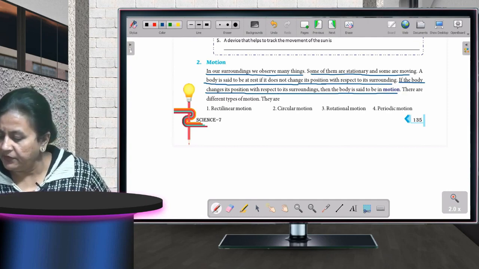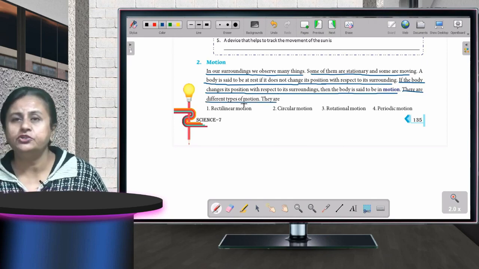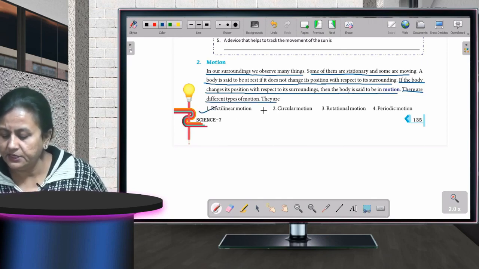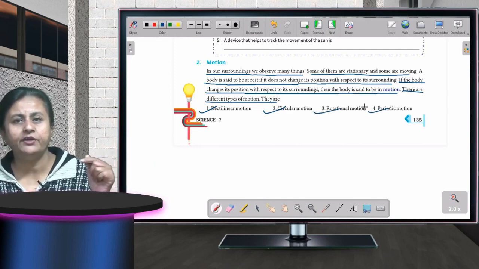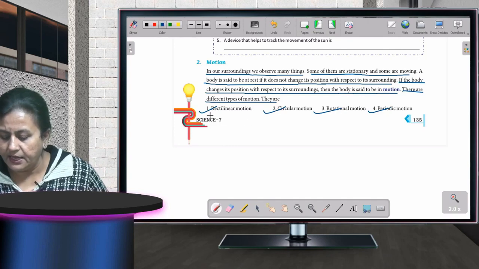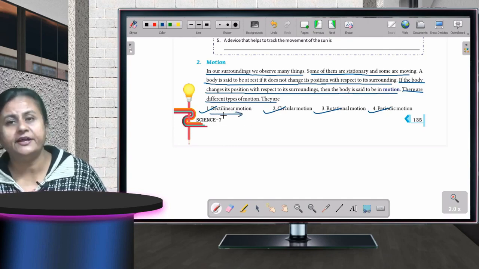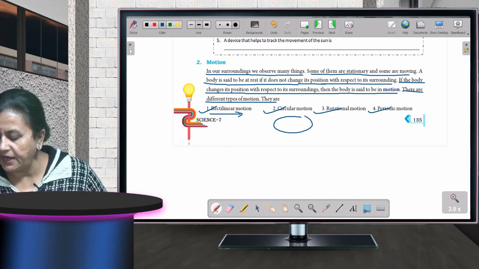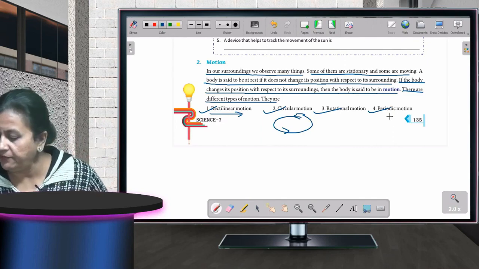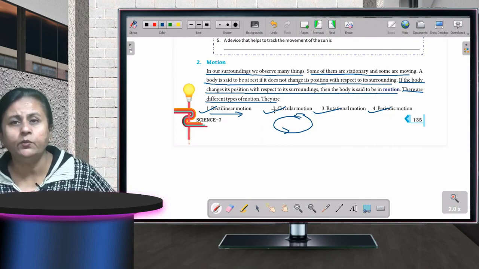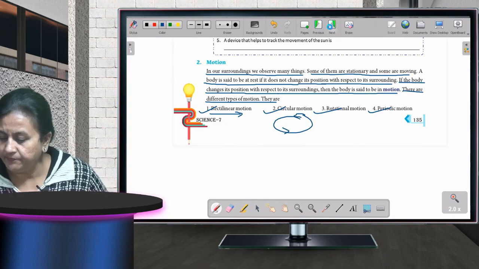There are different types of motion. First is rectilinear, circular, rotational and periodic. Rectilinear means I am moving in one straight line. Circular, like I am moving in a circle. Rotational, if I am rotating, like the earth rotates, its movement is rotating. Then periodic motion is motion at equal intervals of time. I'll explain this to you.